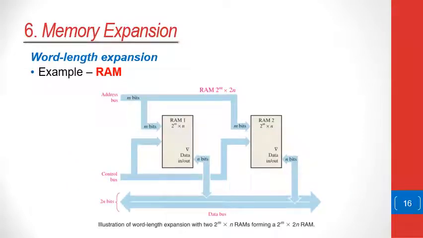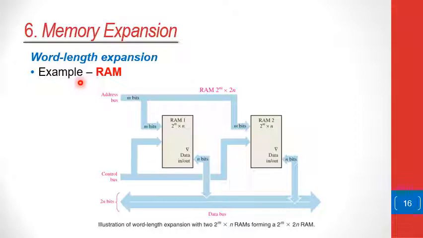So far we have considered word length expansion for ROM only. However, this can also be done for RAM memory. But what we need to be mindful of is that in the case of the RAM, data can be both read out and be written into the memory, whereas the ROM, it was just about reading the data that comes out of the memory.